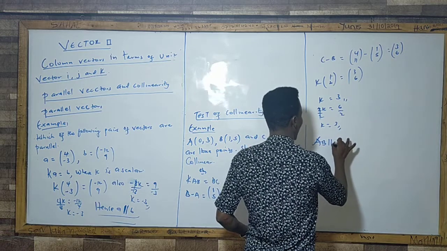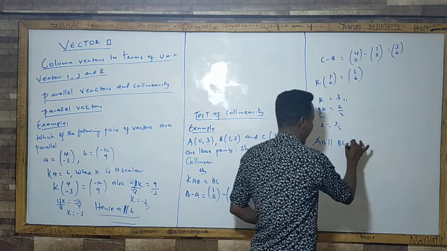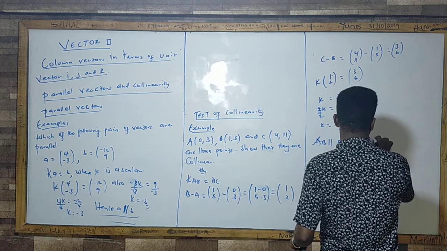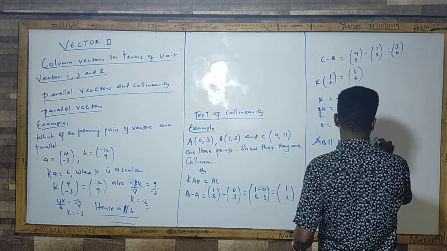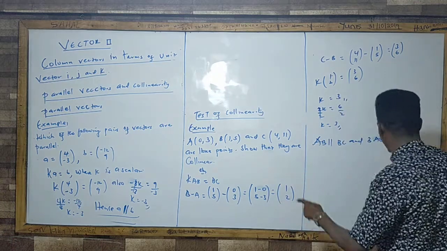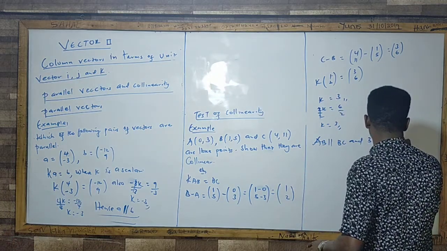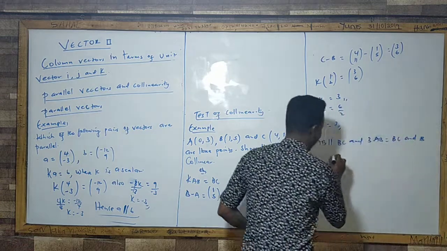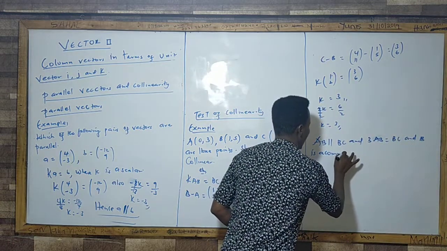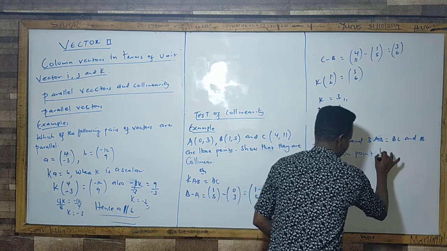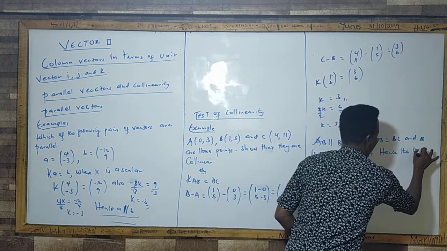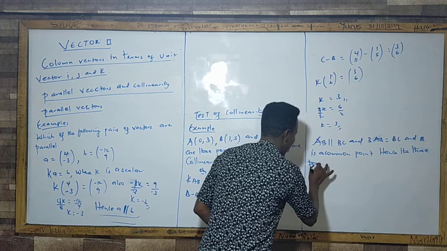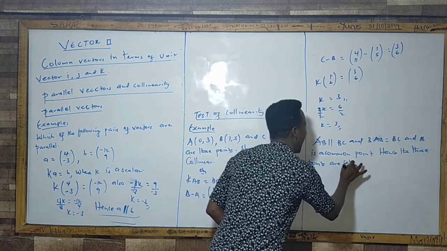AB is parallel to BC, and look here, 3AB is equal to 3 times AB, the difference between A and B, is equal to BC, and B is a common point. Hence, the 3 points are collinear.